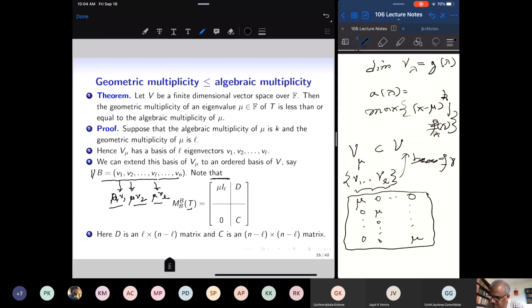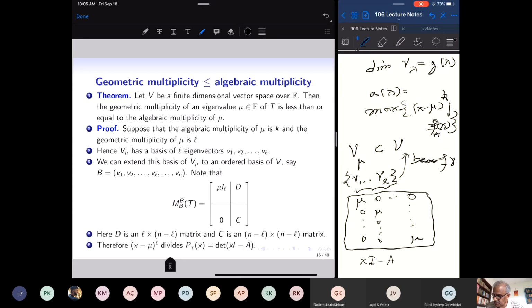And then once I start operating T on the remaining vectors, TVL plus 1 up to TVN, I don't know what they are. Their coordinate vectors with respect to this basis will be some general column vectors. So I get this kind of matrix of the linear transformation. This is the 0 matrix, and this part are some n minus L column vectors in Fn. So this is the matrix, and now we find its characteristic polynomial. How to find the characteristic polynomial of a matrix? It is just look at xI minus that matrix and find the determinant.